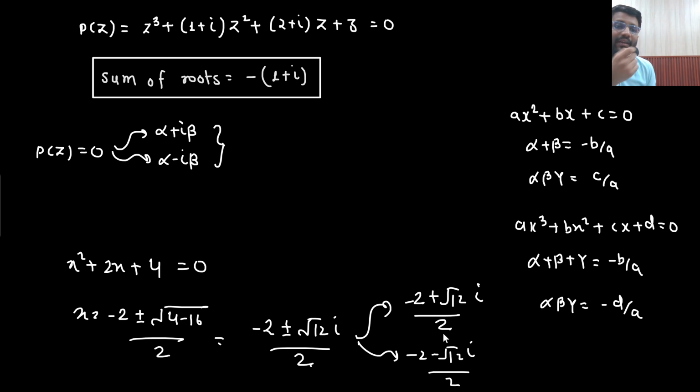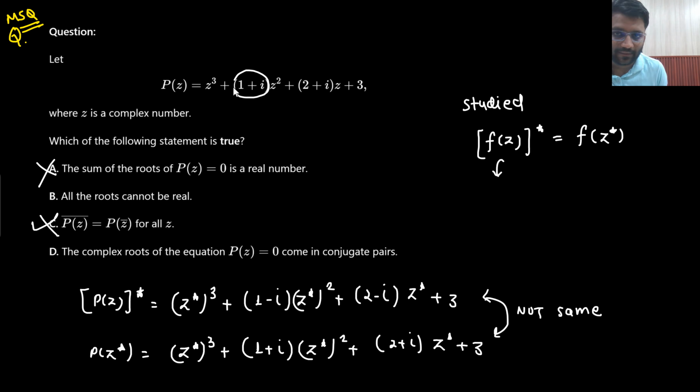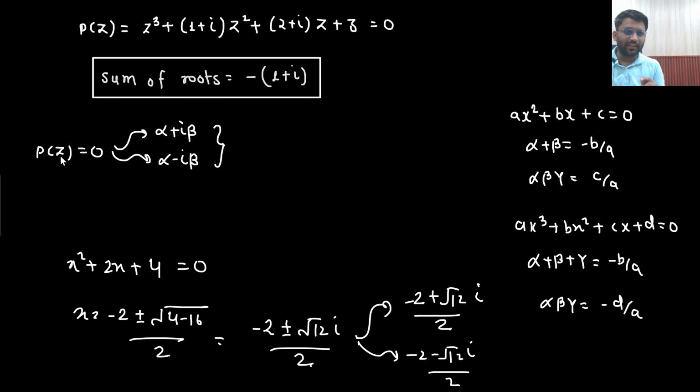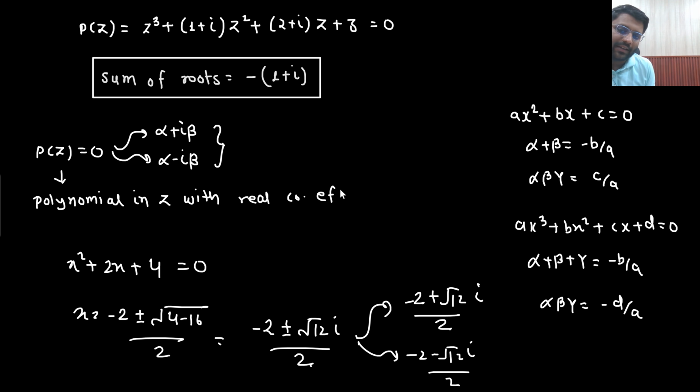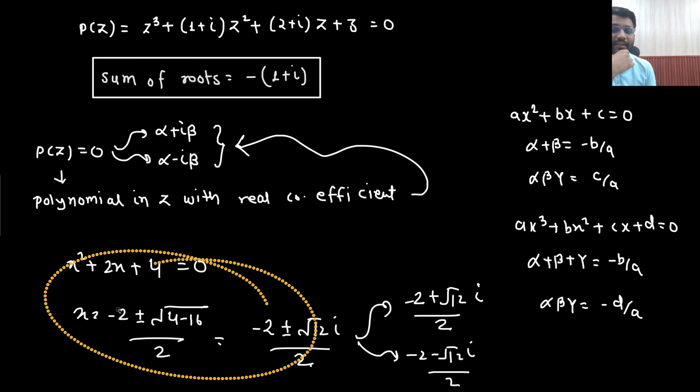So yes sir, this I have studied in my basic classes in class 11, 12, that they will always come in conjugate pairs. But the statement that you have studied is true only if the coefficients were real. These coefficients were real, so it is a polynomial in z with real coefficients. If the coefficients are real, then this particular thing is true. But if the coefficients are not real, then this particular thing is not true.